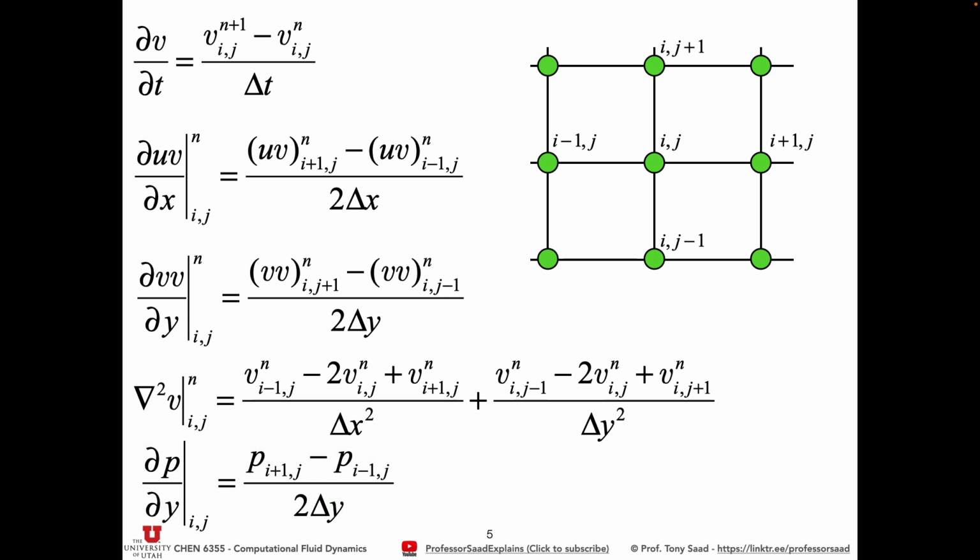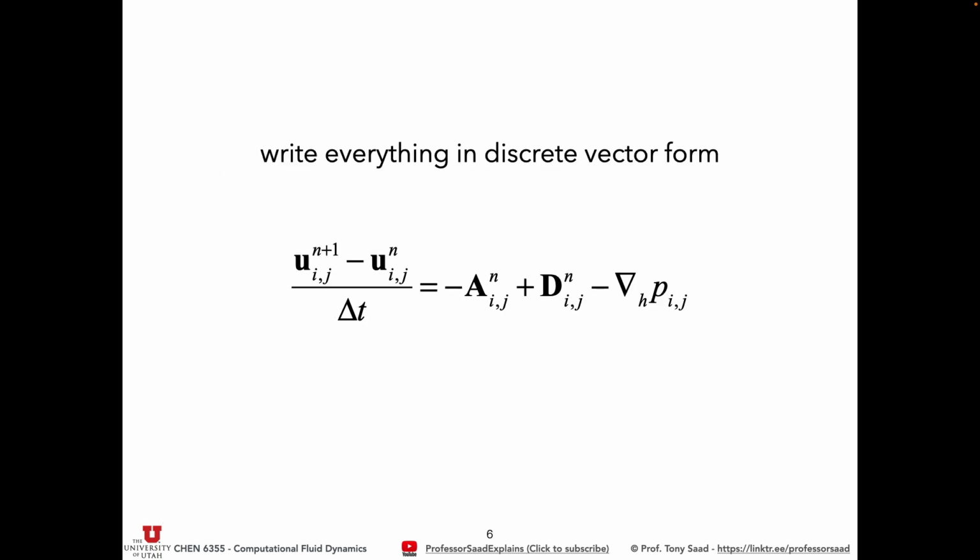Now, notice when I do not mention an index, it means that index is fixed. So when I say p_{i+1} minus p_{i-1}, this is occurring at the same j. Or this should be, sorry, this is a typo. This should be p_{j+1} minus p_{j-1} over 2 delta y. It says the same i. So when I don't mention that second index, it means that index is fixed.